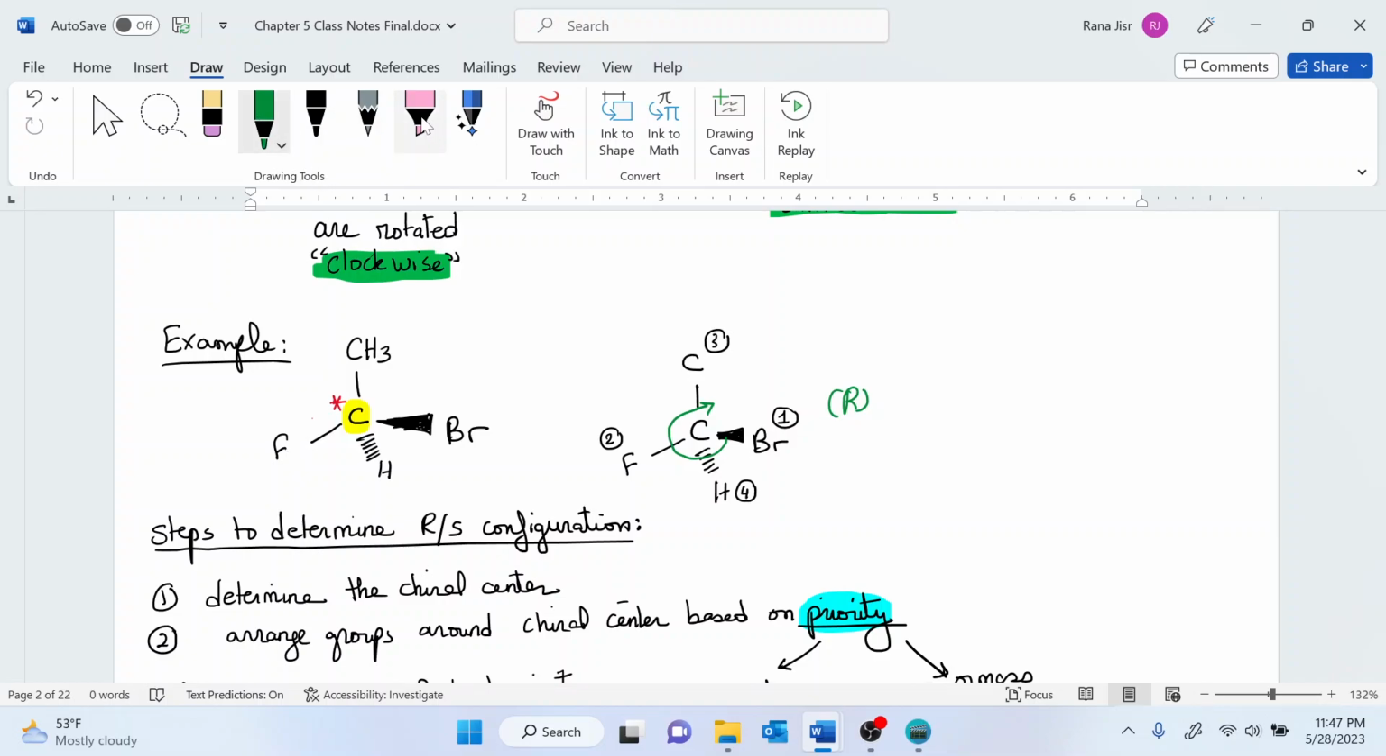Let's have this simple example first. Locate your chiral center. After you locate your chiral center, check the connectivity of every element, not a group, that is connected to the chiral center. So here I do have a carbon, not a CH3. You move one element at a time. So a carbon, I have a bromine, I have a hydrogen, and I have a fluorine.